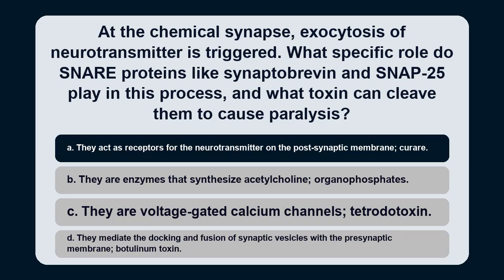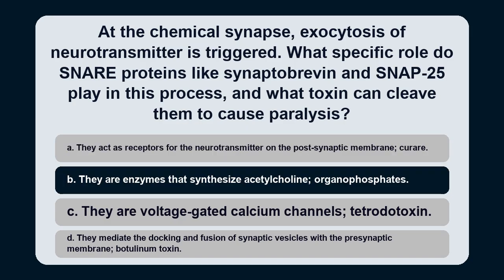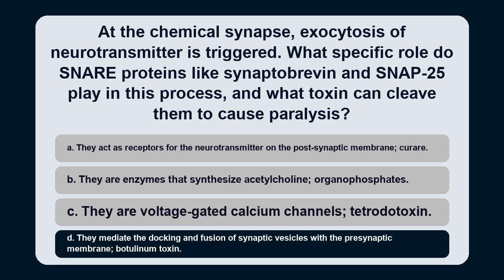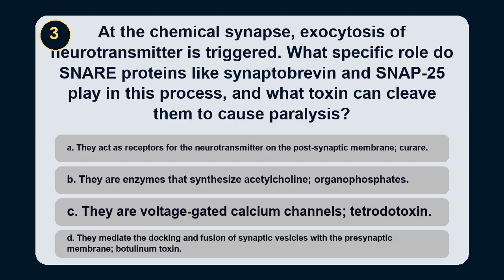Option A. They act as receptors for the neurotransmitter on the postsynaptic membrane, curare. Option B. They are enzymes that synthesize acetylcholine, organophosphates. Option C. They are voltage-gated calcium channels, tetrodotoxin. Option D. They mediate the docking and fusion of synaptic vesicles with the presynaptic membrane, botulinum toxin.